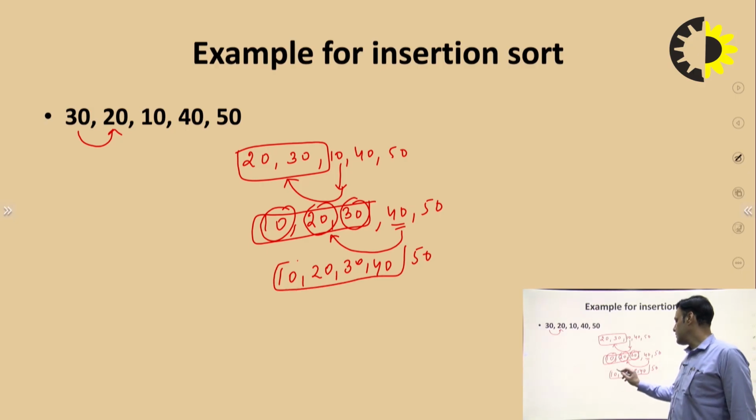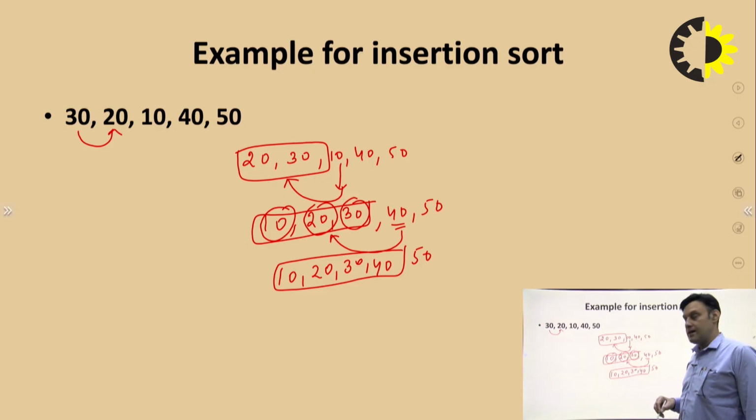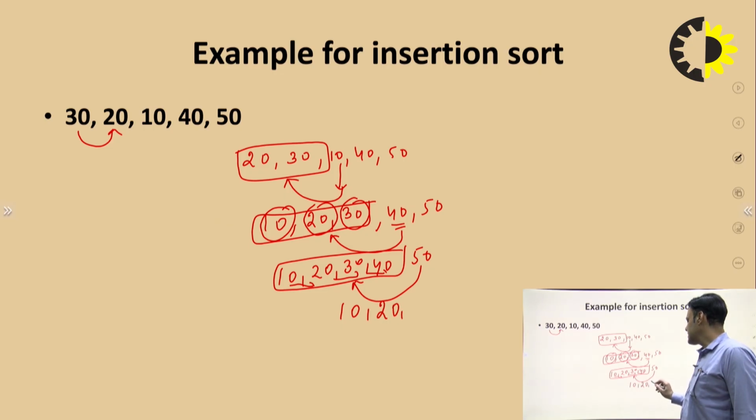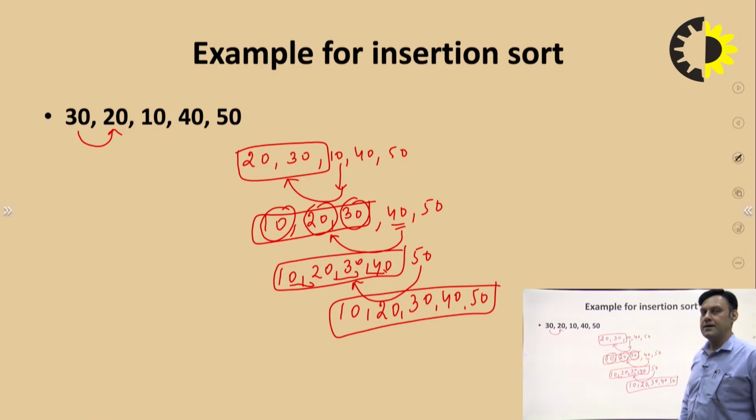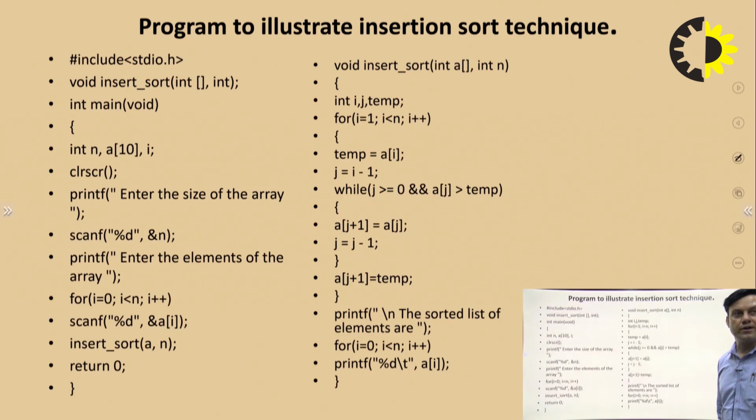Now we have 4 cards in our hand. I have picked the 5th card, then it will compare. 10, no change. 20, no change. 30, no change. 40, no change. Then it will be inserted at last. So this is the easiest example that I have taken to illustrate how insertion sorting works.